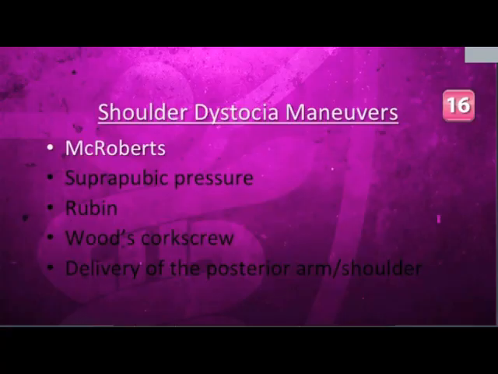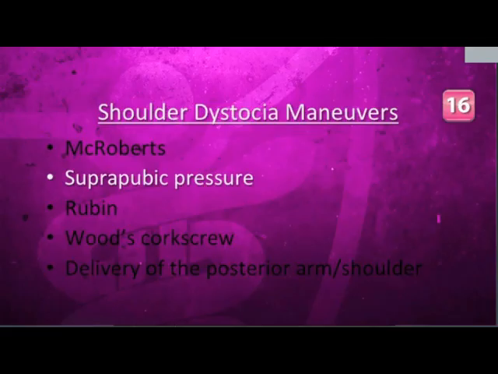So the first one is called McRoberts maneuver. Now this is the first one you should probably try. So 2 people basically grab the maternal legs and sharply flex the thighs back against the abdomen. So basically you're just taking the mom and you're just going bonk, and you're just crunching her up. Now this decreases the inclination of the pelvis and thus increases the anterior posterior diameter, which can then free the anterior shoulder. So you're just kind of trying to angle this bigger, have the pelvis present in its largest diameter as best you can, and then try to get that anterior shoulder out.